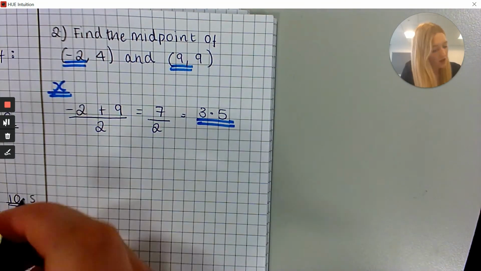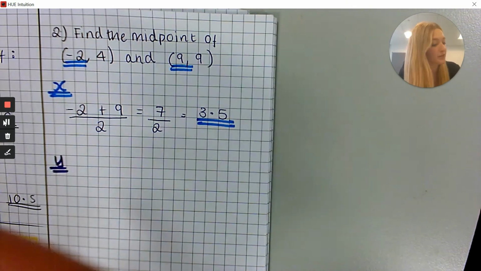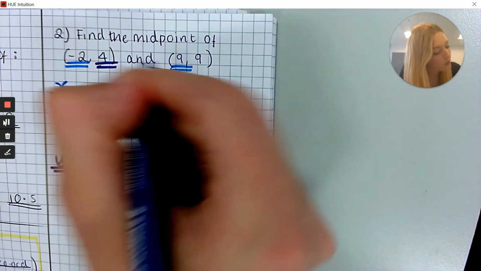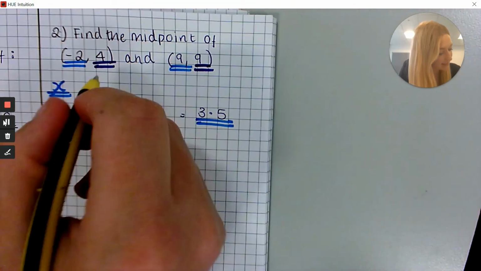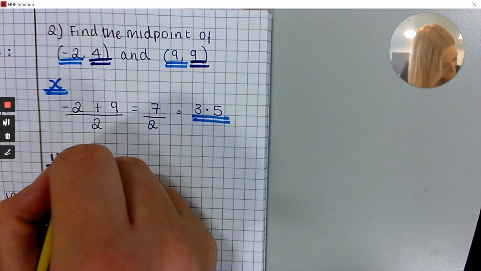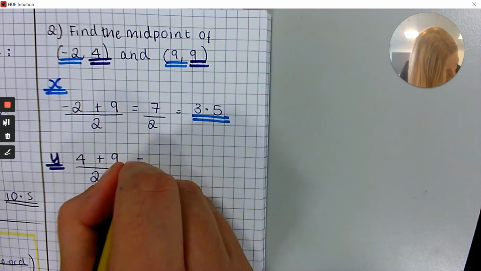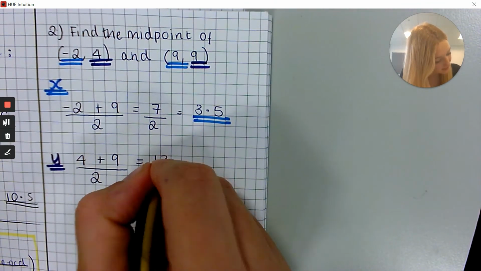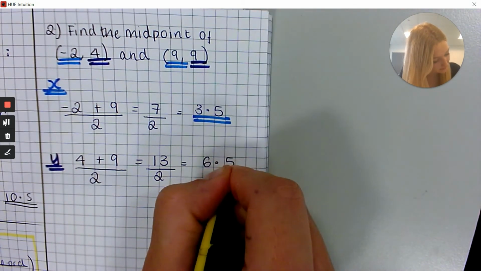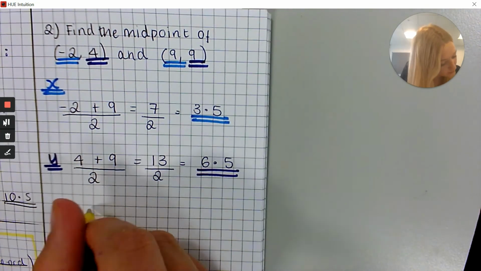I've then got to find my y value. Which are my two y numbers at the top? Good, 4 and 9. Now I'm adding up those two. Remember, I did the sum of my y numbers divided by 2. So I get 4 plus 9 divided by 2 equals 13 divided by 2 equals 6.5. Then bring it all together. What's my coordinate?